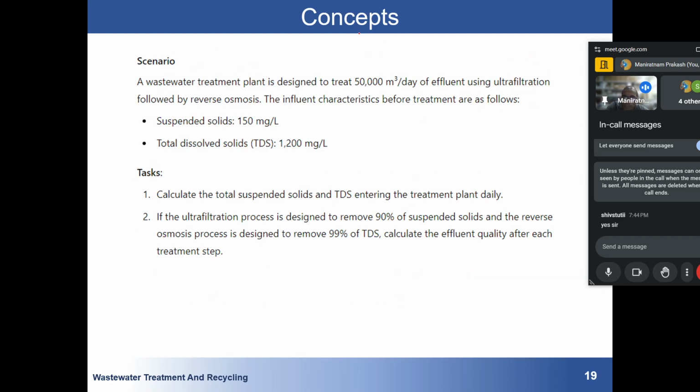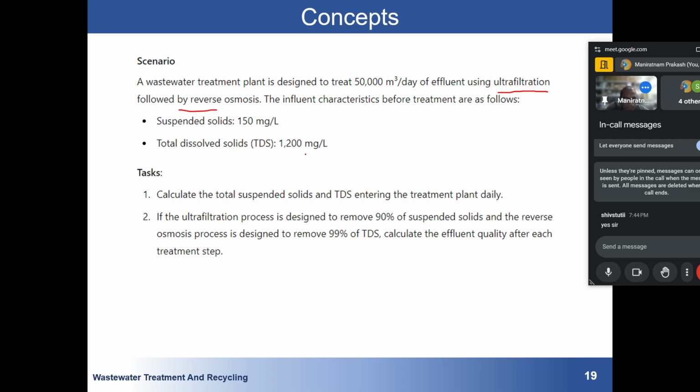So I have two questions related to the previous things. Just a simple question. A water treatment plant is designed to treat this many cubic meters of effluent using ultrafiltration, followed by reverse osmosis. So first there will be ultrafiltration, then there will be reverse osmosis. The effluent characteristics before treatment are as follows: suspended solids were this many milligrams per liter and TDS was 1200 milligrams per liter.